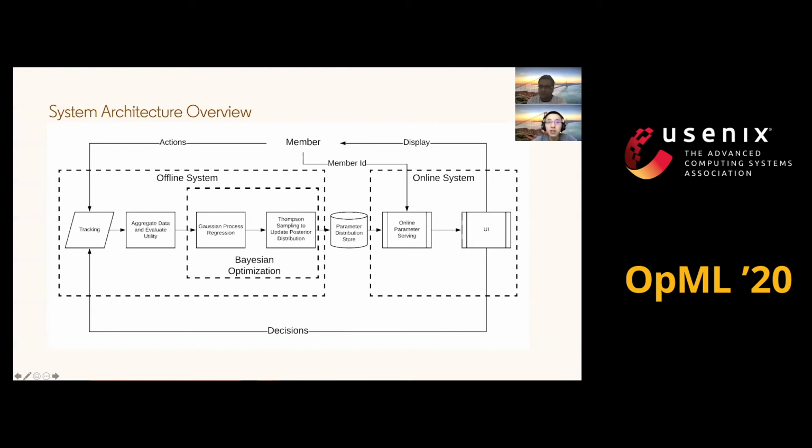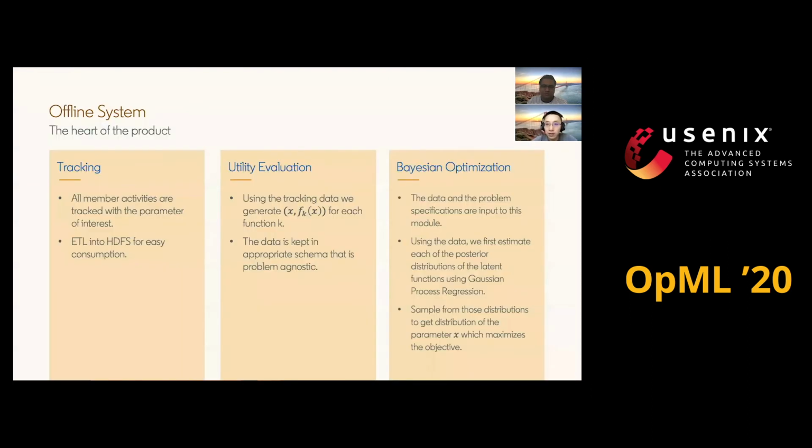When a member visits LinkedIn in the next run, specific parameters will be chosen according to the online parameter distribution to serve him online through the UI. Next, let me talk about the offline system in detail first. All member activities are tracked with the parameter of interest. The parameters are ETL'd into the Hadoop file system.